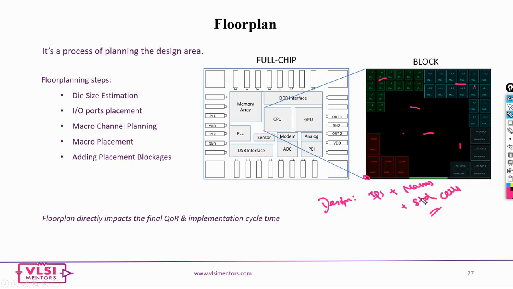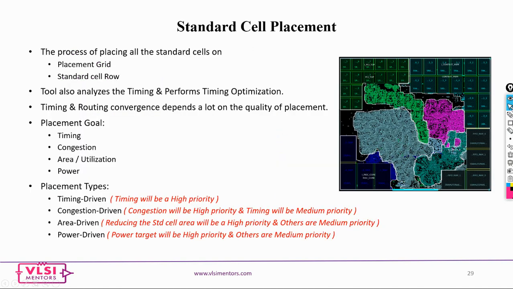All these IPs and macros have to be placed manually. That is what we do in floor plan. And standard cells usually are in the millions, so placing them manually is impossible. So we let the tool do the work for you, and that is what is going to happen. Now look at this particular picture.